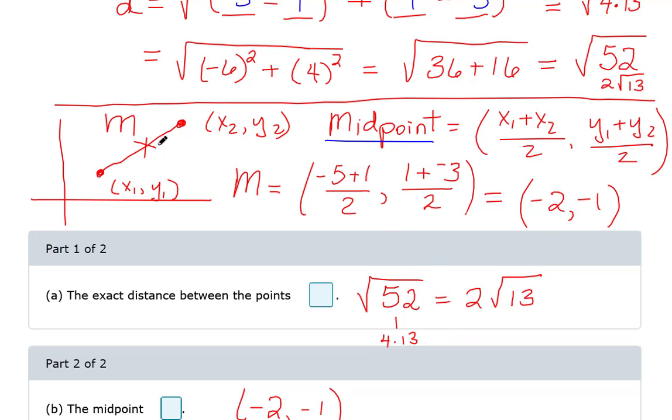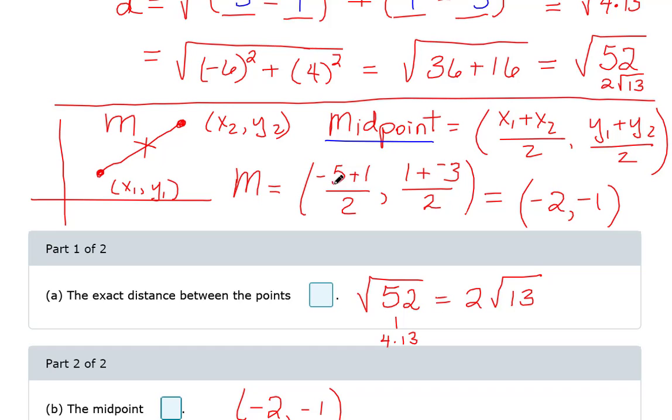Alright, the midpoint. If I have 2 points again, and I want to figure out where is the point in the middle, the place that's halfway in between them. Well, the formula is pretty easy. You simply average the x's and you average the y's. Why do I say average? Well, because we're just adding up two numbers and dividing by 2.